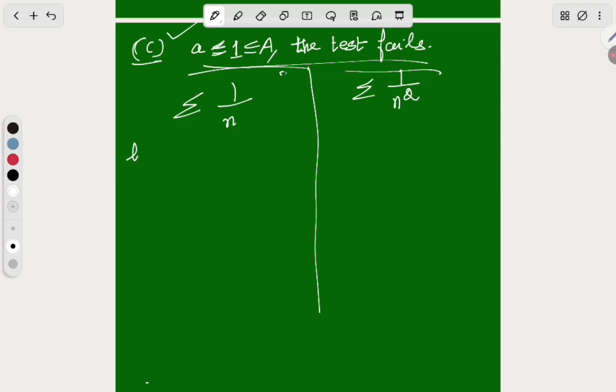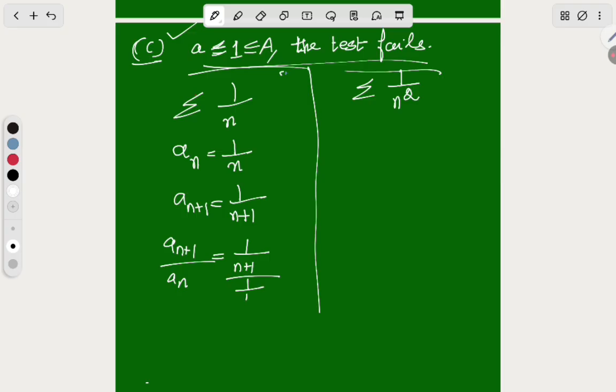So let me find out the limit of the sequence. We have to calculate it. Before that, let me write what is a_n in the given sequence. I am writing a_n to be 1 by n, so I can write a_{n+1} also. So a_{n+1} is nothing but 1 by n plus 1. Now let us write a_{n+1} by a_n. So a_{n+1} by a_n is 1 by n plus 1 divided by 1 by n, which is equal to n by n plus 1.